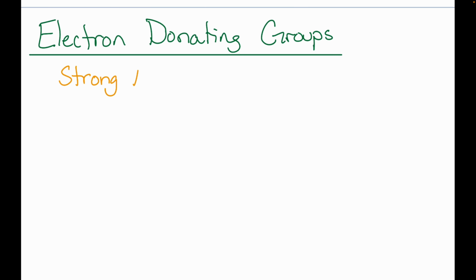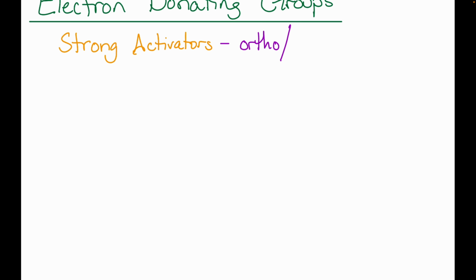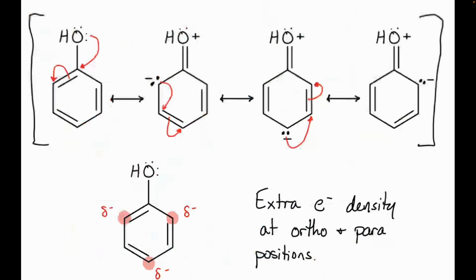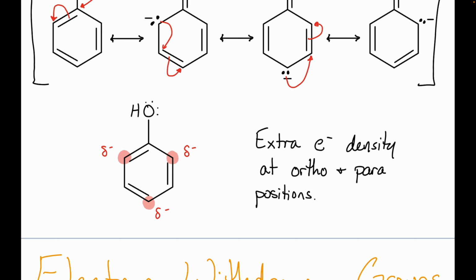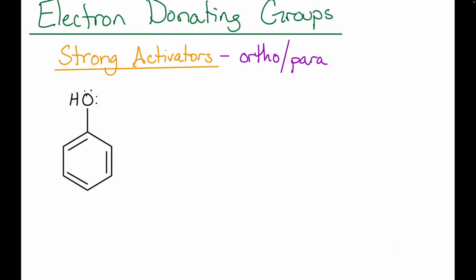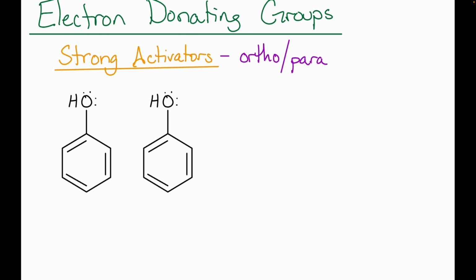This first category, we're going to call our strong activators. These activators are ortho-para directors. A good example of a strong activator would be the hydroxyl group on phenol. I'm going to put down a few of them, and we're going to see if we can see what they have in common.